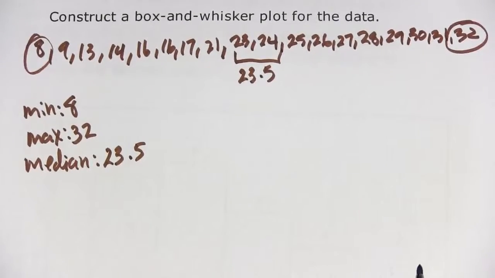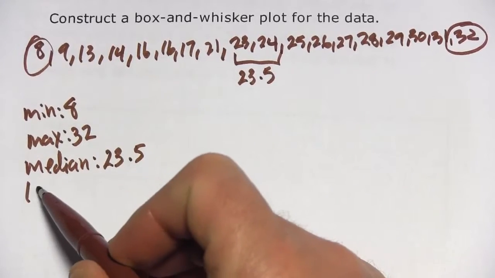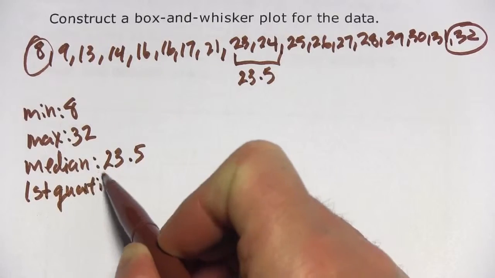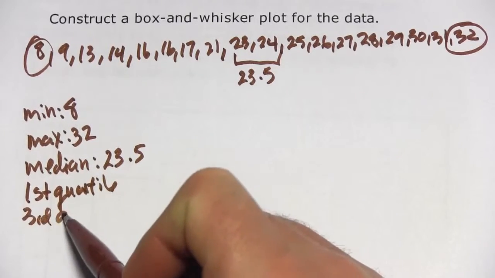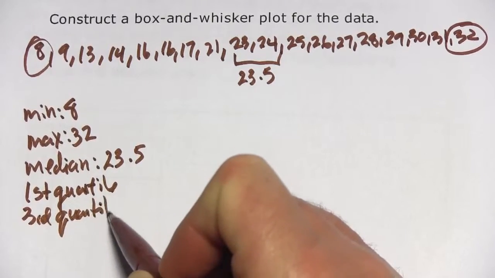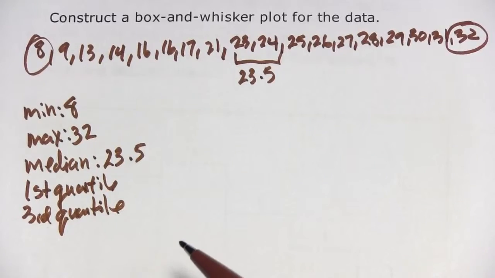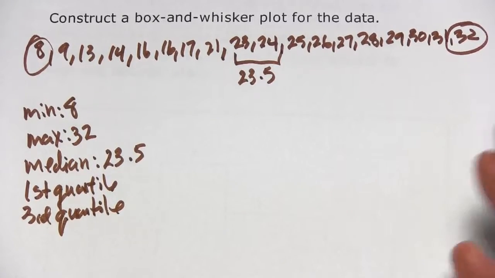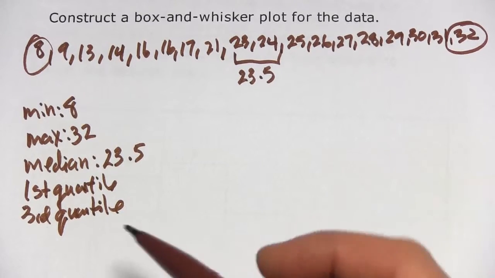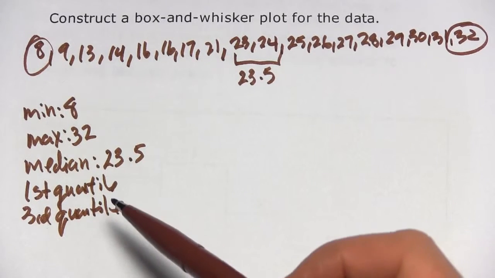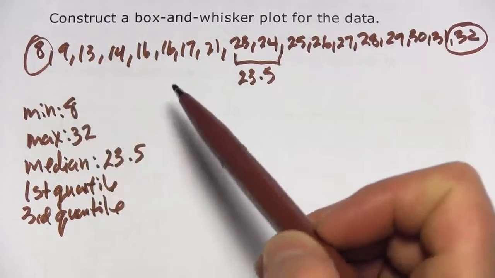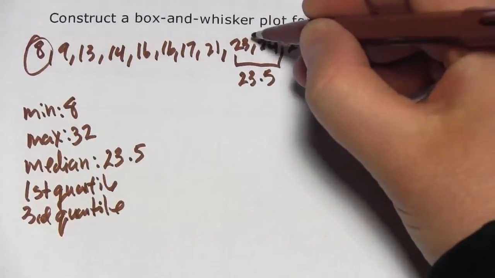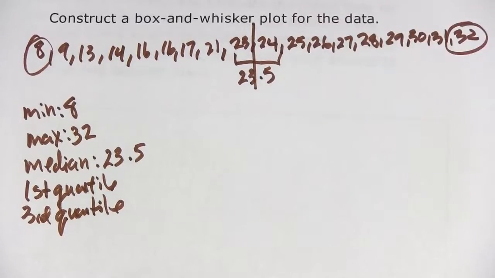Now I need 2 other points here. I need the first quartile and the third quartile. Basically, what these are, we're going to divide this data set up into 4 even chunks. And the first and third quartile will be the endpoints of that first fourth and the third fourth of this data. So you can think about the median as splitting it in 2.